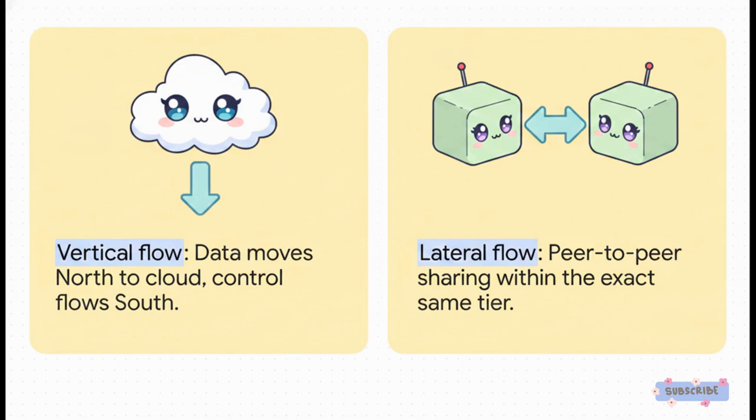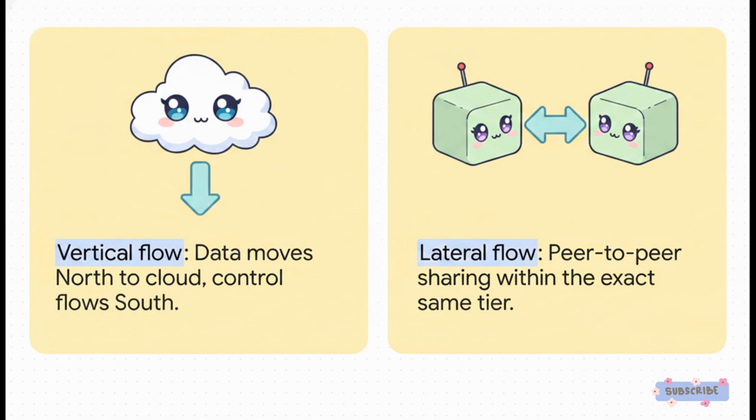Data flows north from the sensors all the way up to the cloud, while big, broad control commands flow south from the cloud back down to the sensors. Standard stuff, right? But the magic is in east-west communication. This is lateral flow. It's peer-to-peer sharing within the exact same tier.